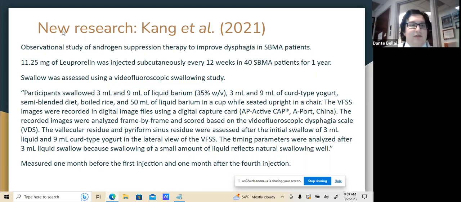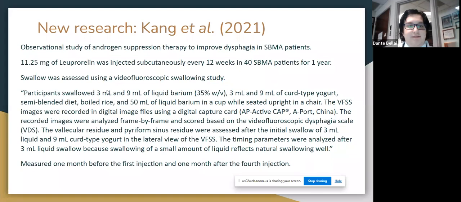So 11.25 milligrams of leuprorelin, which is a luteinizing hormone releasing hormone agonist, essentially was injected subcutaneously every 12 weeks in 40 SBMA patients for the period of 1 year. Participants' swallow was assessed by videofluoroscopic swallowing studies. So participants swallowed 3 milliliters and 9 milliliters of liquid barium, the same amount of curd type yogurt, semi-blended diet, boiled rice, 50 milliliters of liquid barium. And then they did a frame by frame videofluoroscopic study using a scale essentially. These were measured 1 month before the first injection and 1 month after the fourth injection.